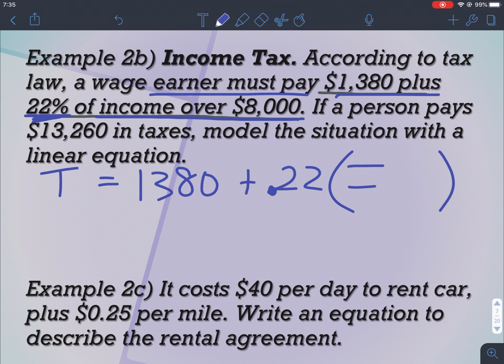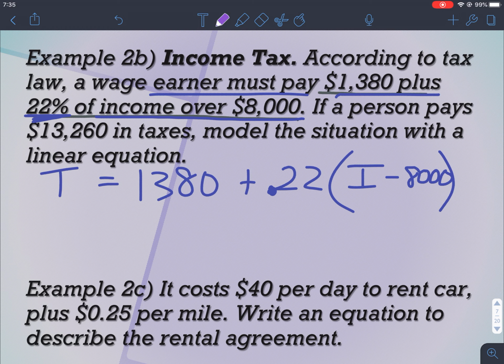of income over $8,000. And what I'm going to do is I'm going to subtract $8,000. Because think about it. If my income was $10,000, the income over $8,000 would be $2,000. That's $10,000 minus $8,000. So by that logic, I have to subtract $8,000 from my income.